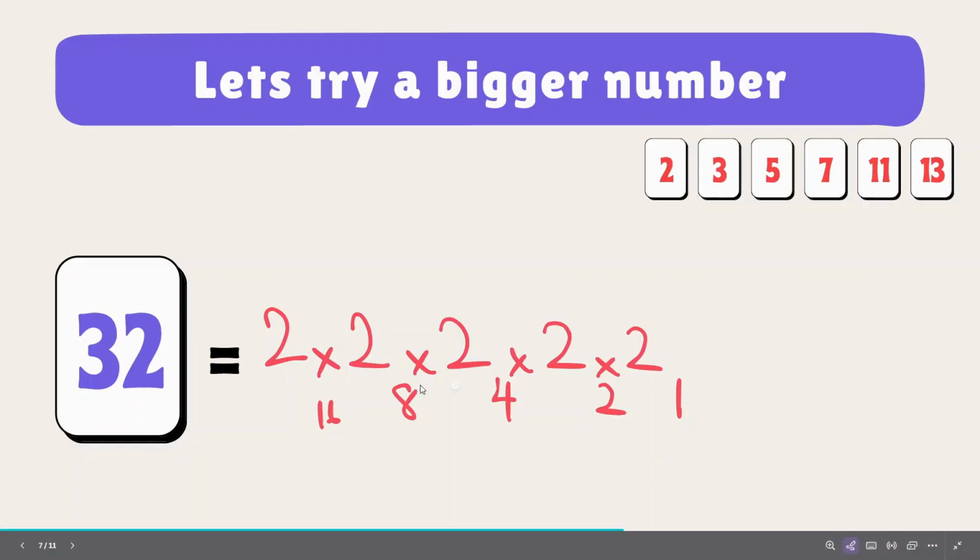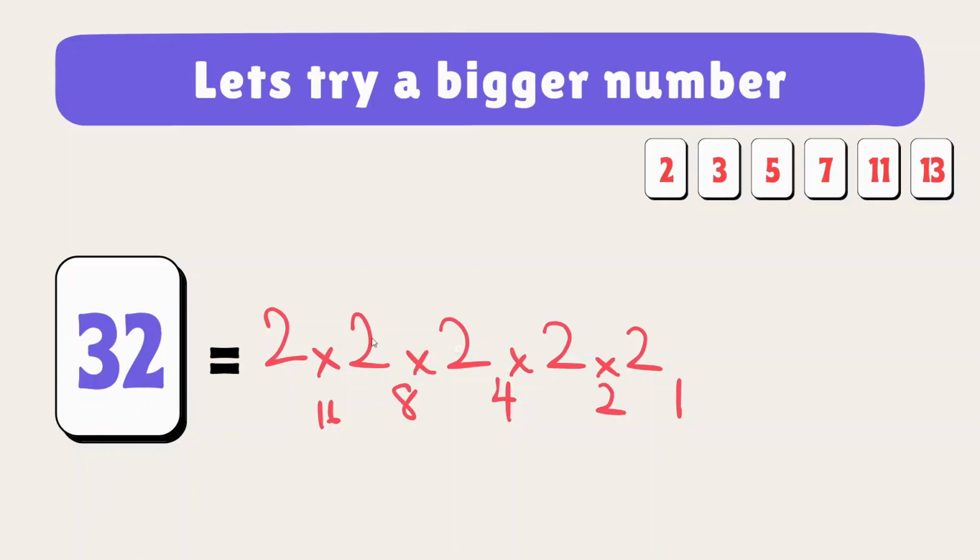So 32, is it a prime or composite number? Confirm it is composite because you got so many.